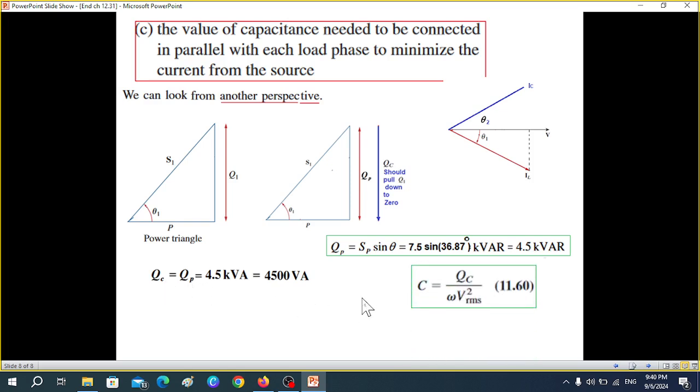Okay, now QC is known. We have learned this formula from chapter 11, that the value of C can be calculated from this formula, QC divided by omega V RMS square. And so putting the values, this is 4500, omega is 2 pi f, frequency is 60 hertz given, and 240 is the line voltage or RMS voltage, so square of it. Solving, we get 2.072 times 10 raised to the power minus 4 farad, which can be written as 207.2 microfarad.